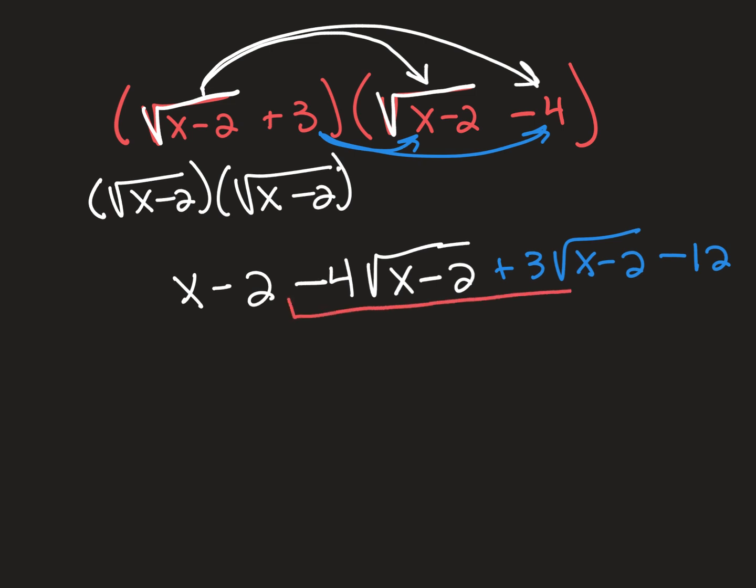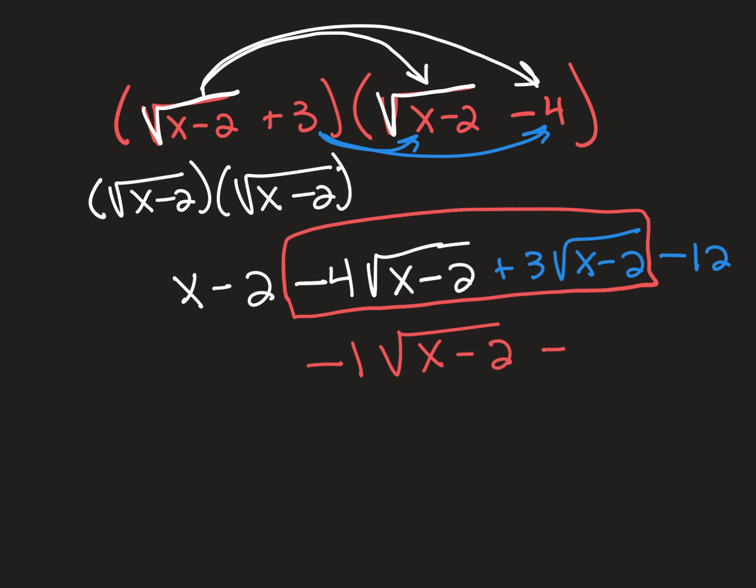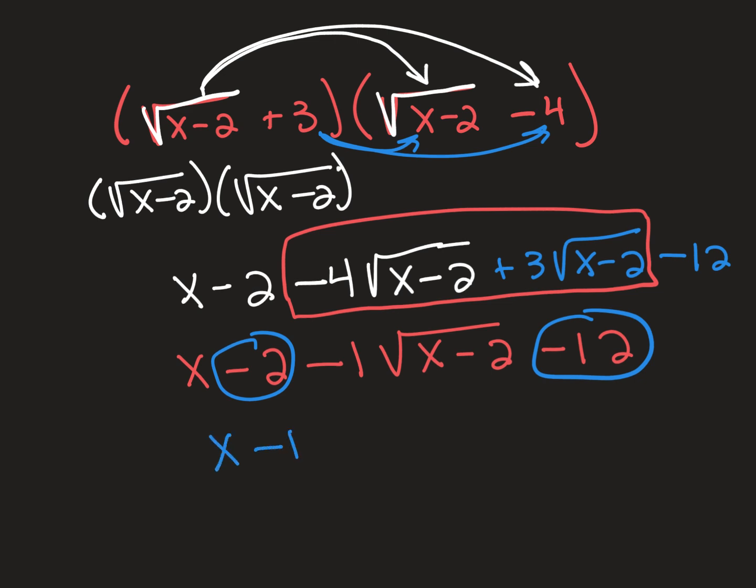These two right here are like terms. They become negative 1 square root of x minus 2. I'm just going to bring the other stuff down so you can kind of see what happens. I also see I have a negative 2 here and a negative 12. I can put those together. So I end up with x minus 1 times the square root of x minus 2. And then negative 2 and negative 12 give me negative 14.